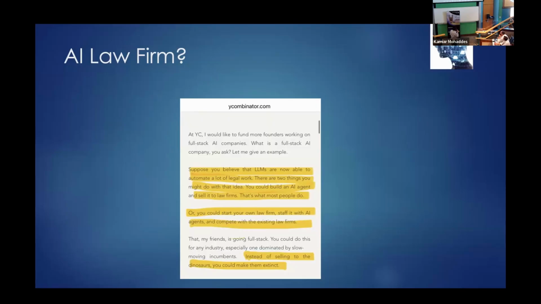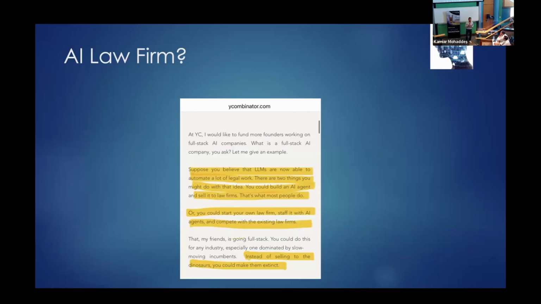So if you read this, they say, at YC, we suppose you believe that LLMs are now able to automate a lot of legal work. There are two things you might do with that idea. You can build an AI agent and sell it to law firms, which is what most people do. Or you can start your own law firm, staff it with AI agents, and compete with existing law firms. So instead of selling it to dinosaurs, you can make them extinct. So this is actually a statement. This is not a legal incubator. This is one of the top incubators in the world using legal as an example as to what exactly you could be doing in the space.